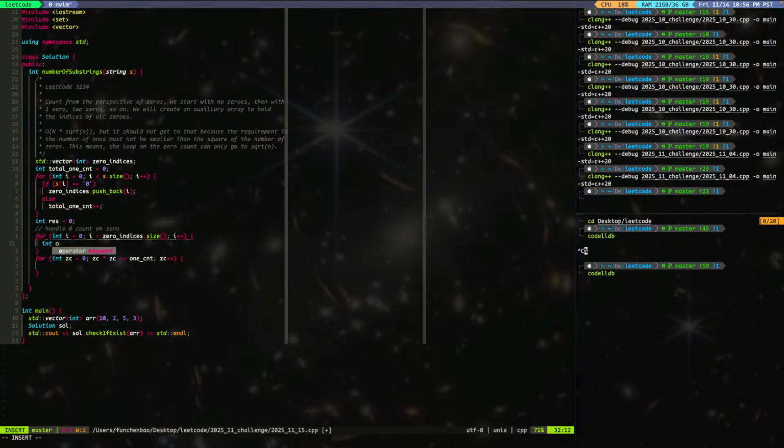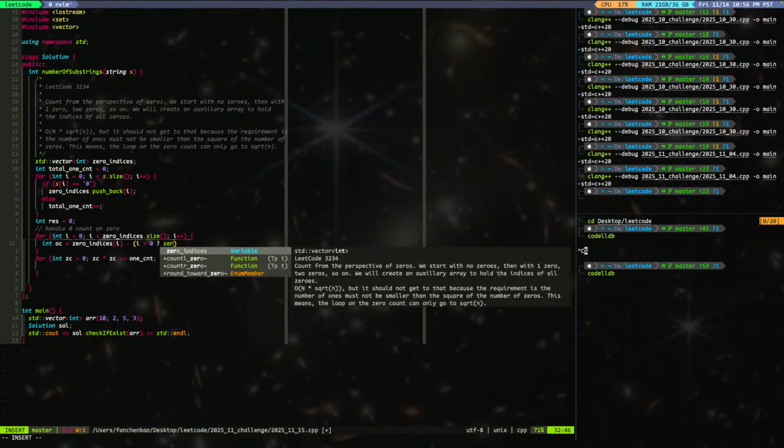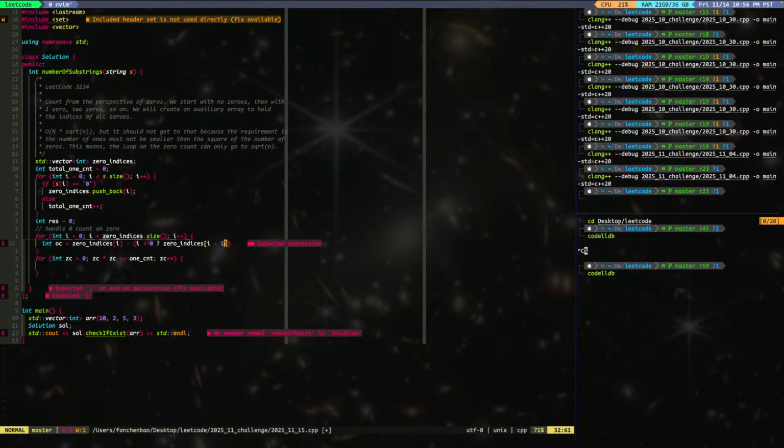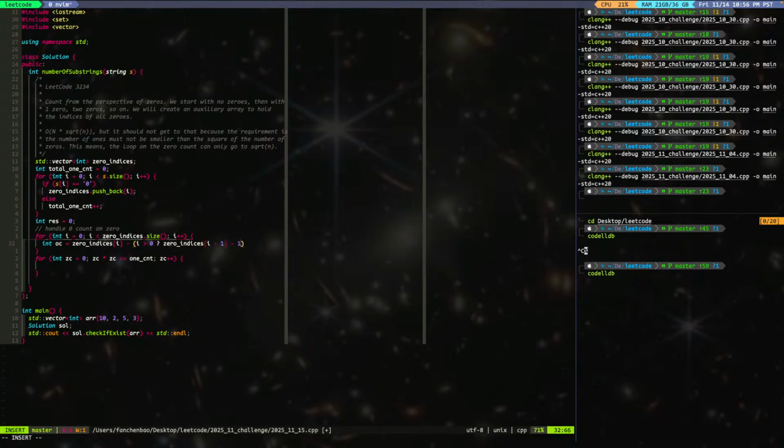So here we say 1 count shall equal to 0 indices I minus 1, if I is larger than 0. Then we say 0 indices I minus 1. Right, it's the previous index. So the 0, 1, 2, 2 minus 0 actually the minus 1. Otherwise it is just going to be 0. Right, it's like 0, 1, 2, and then minus 0. Yeah, so that's the 1 count.